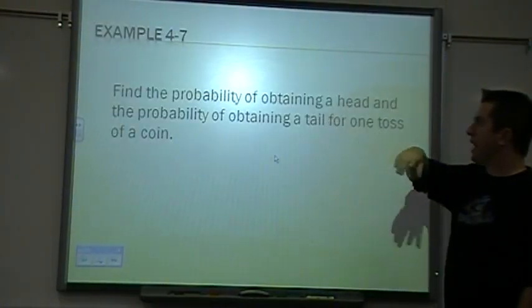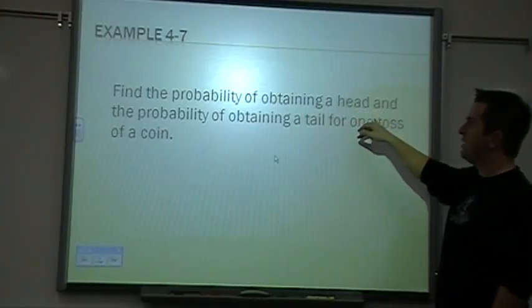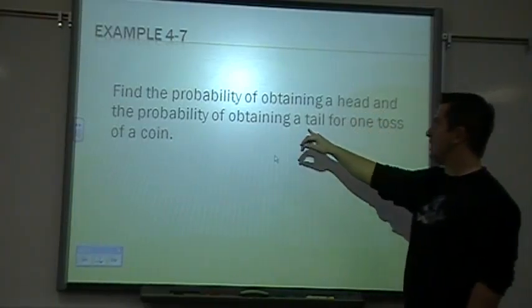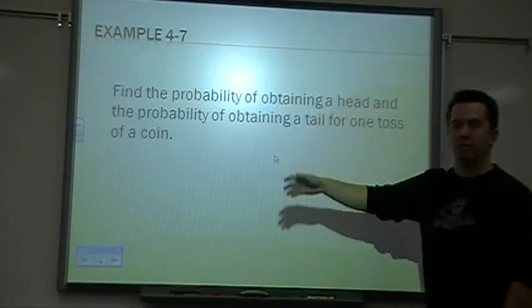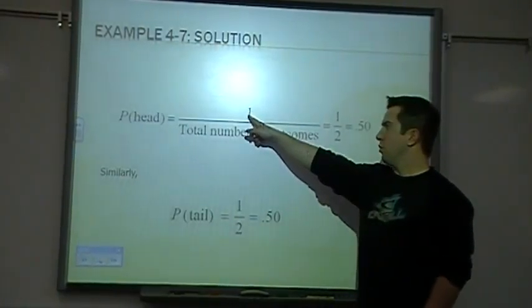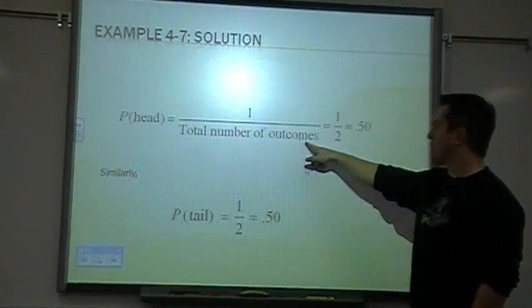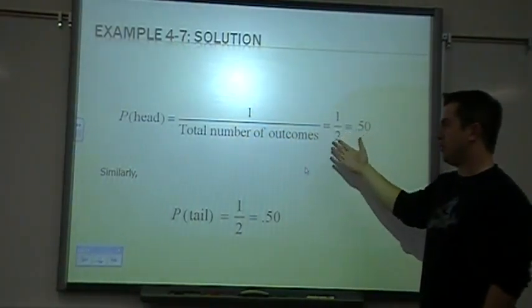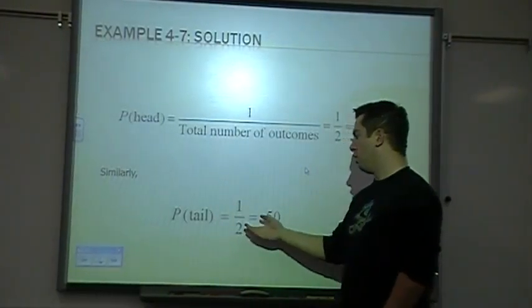Alright, so we want to find the probability of obtaining a head and the probability of obtaining a tail for one toss of a coin. We've talked about this several times. One head, total number of outcomes, 2, 50%. So the probability of a tail is 1 out of 2, or 0.5.